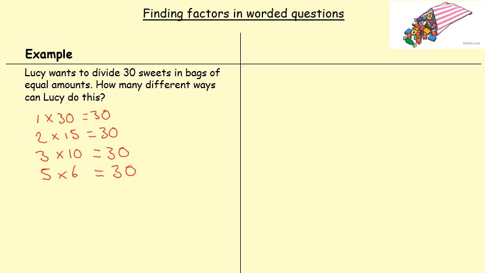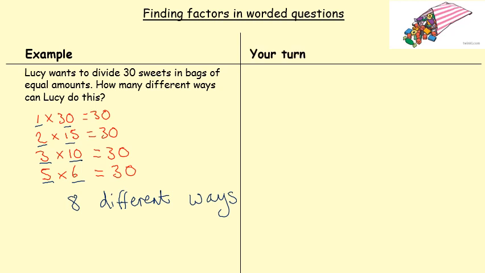If I do that, 1 times 30 is 30, 2 times 15 is 30, 3 times 10 is 30, and 5 times 6 is 30. I could write these out in a list, but I'm not going to bother in this particular case because all I'm doing is counting the number of different factors. The different factors are underlined in blue. So I've got 1, 2, 3, 4, 5, 6, 7, 8. Therefore, we can say that there are 8 different ways that Lucy can divide the bag of sweets into equal amounts, which does include 1.